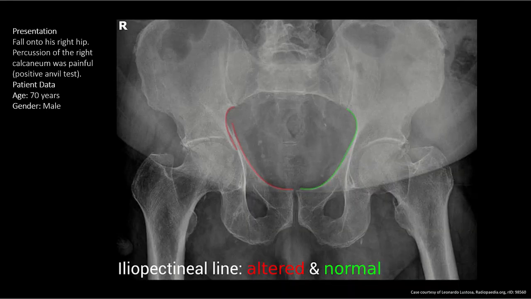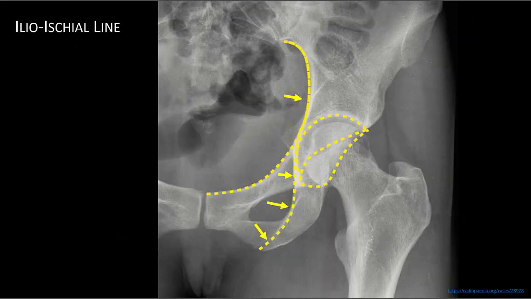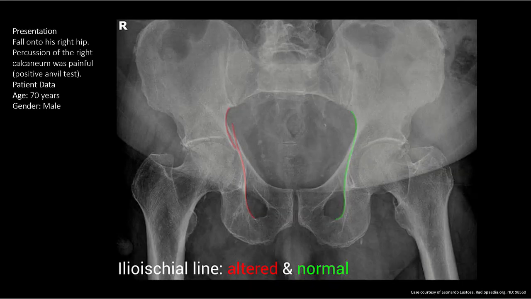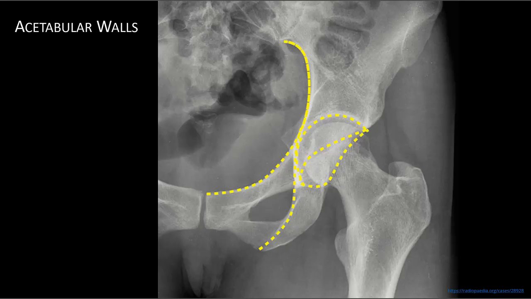This is an example showing a 70-year-old male that suffered from a fall on his right side. We can see the disruption of the iliopectineal line indicating the anterior column fracture. Now we're moving on to the arrows pointing to the ilioischial line. The disruption of this line is going to be a problem with the posterior column fracture affecting the posterior aspect of the acetabulum. We can see in this same patient that he also has a posterior column fracture indicated by his altered ilioischial line.